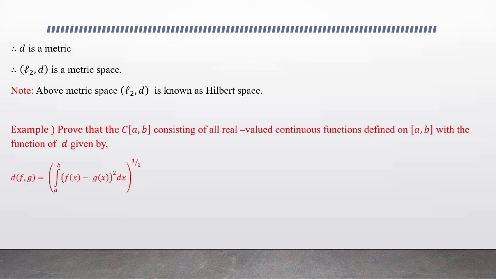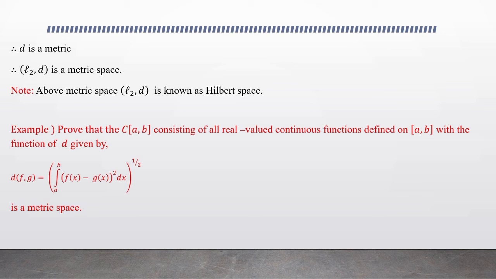Now the next example: prove that C of the closed interval a to b, consisting of all real valued continuous functions, with the function d defined by d of f, g equal to the integration of (f of x minus g of x) bracket square dx, x running from a to b, raised to 1 half. Here a is less than b. So we have to prove this d is a metric space. One by one we have to prove all the 4 properties.